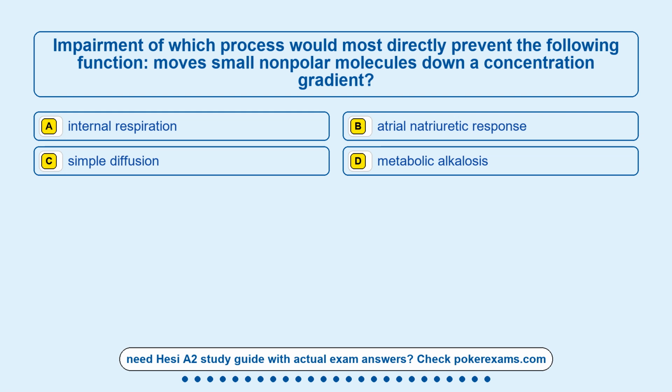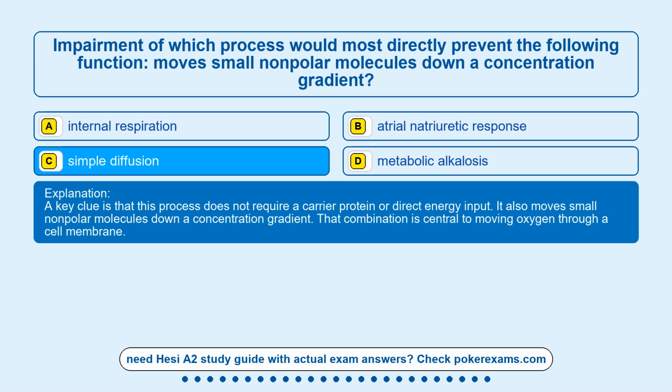Question 1. Impairment of which process would most directly prevent the following function? Moves small nonpolar molecules down a concentration gradient? Option A, internal respiration. Option B, atrial natriuretic response. Option C, simple diffusion. Option D, metabolic alkalosis. The correct answer is option C, simple diffusion.